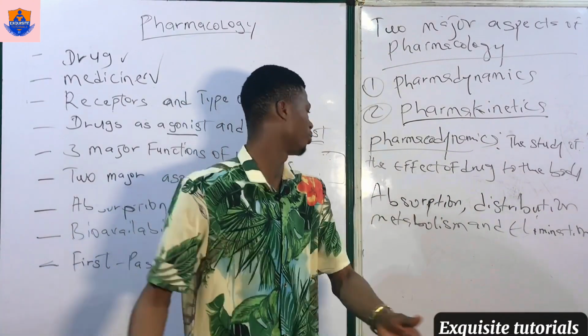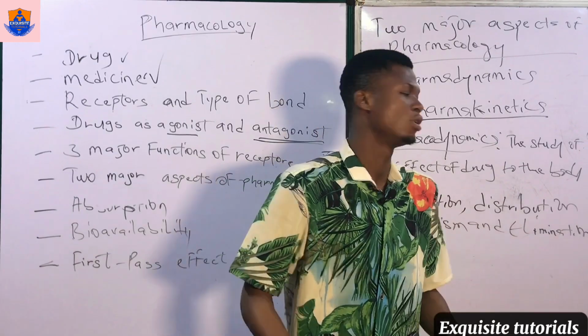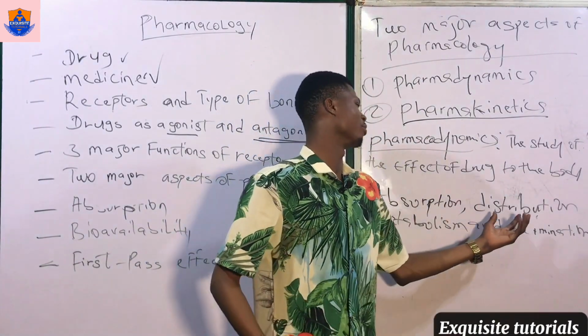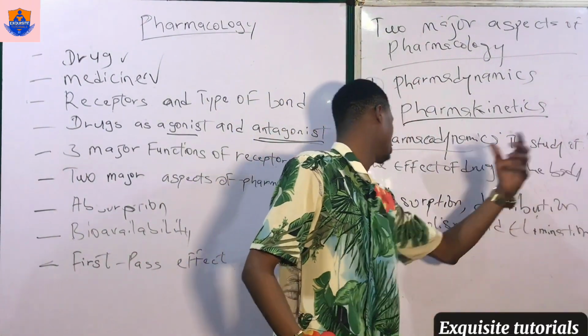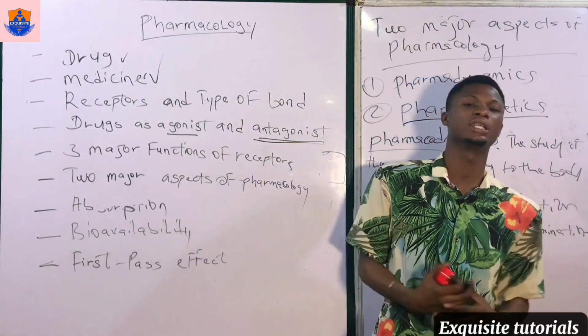Now, absorption means the process whereby the drug is absorbed from the site of administration to the central compartment. Then from there, how is the drug distributed? How is the drug absorbed? How is the drug distributed? How is the drug metabolized in the body? And how is the drug eliminated?